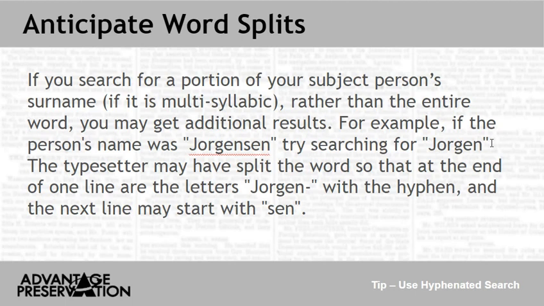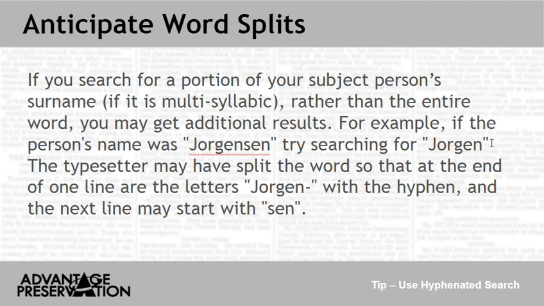So let's say you're looking for someone named Jorgensen. You could split that up and you could look for, first of all, Jorgensen, the 9 letters that make up that particular word, but you also could look for Jorgen, or you could look for S-E-N, the last 3 letters of that particular name. And that might provide you with the particular article that you're looking for. So you need to anticipate the word splits.